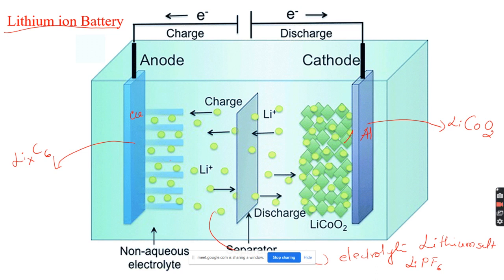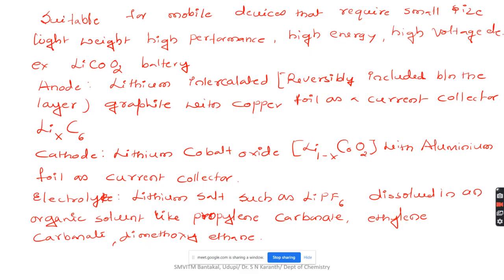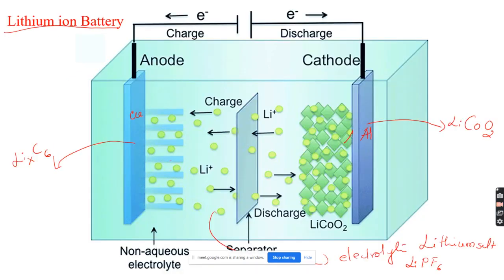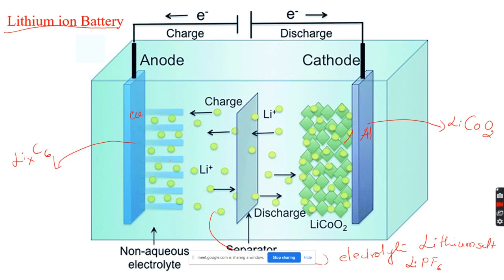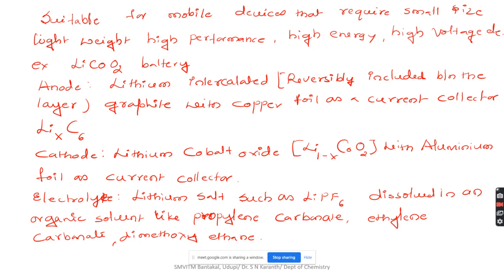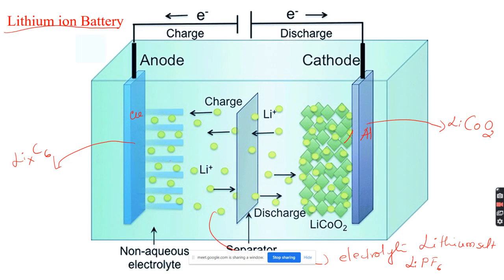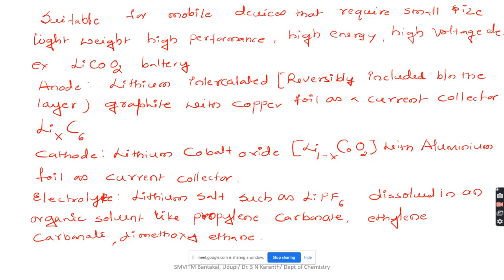The next type of battery is the lithium ion battery. The lithium ion battery is suitable for mobile devices for its small size, light weight, high performance, high energy and high voltage. One lithium ion battery is the lithium cobalt oxide battery. In lithium cobalt oxide, lithium intercalated with graphite acts as the anode, which is connected to a copper foil acting as a current collector, and the cathode is made up of lithium cobalt oxide with aluminium foil as a current collector, and they are separated by means of a polypropylene separator.